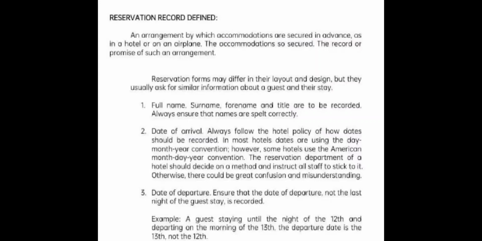Number 3, date of departure. Ensure that the date of departure, not the last night of the guest stay, is recorded. Example, a guest is staying until the night of the 12th and departing on the morning of the 13th. The departure date is 13th, not the 12th. So, ang guest is mu-stay siya one night. So, dapat pagka tomorrow morning, dapat maka-prepare na siya check out sa room. Okay, para in case na mo abot nga lahi nga guest, ma-prepare na sa mga staffs ang room.